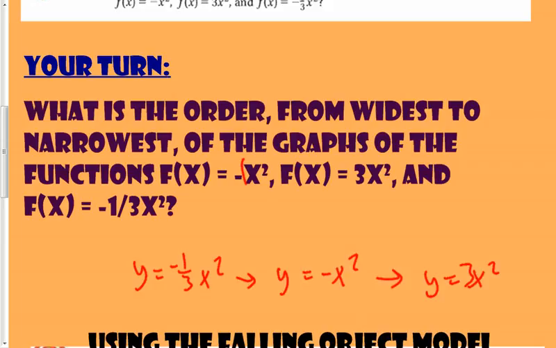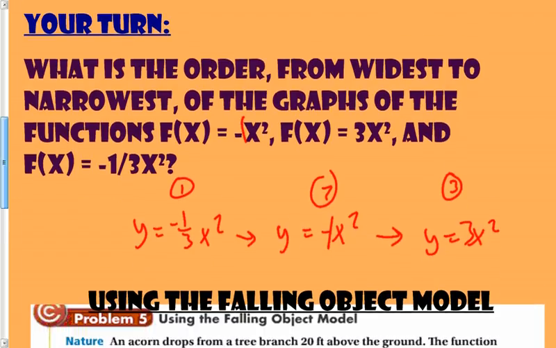All right, so the widest is going to be the one with the smallest absolute value. Negative 1/3 is the smallest absolute value of all of those, so it's going to be the widest one. Then we have the negative x squared, which would be negative 1x squared, so that's the second widest. And then 3 is the biggest absolute value of the coefficient, so that would be the narrowest. It's kind of opposite of what you would think, but that's how you can tell without even graphing how wide or narrow they are in comparison to others.